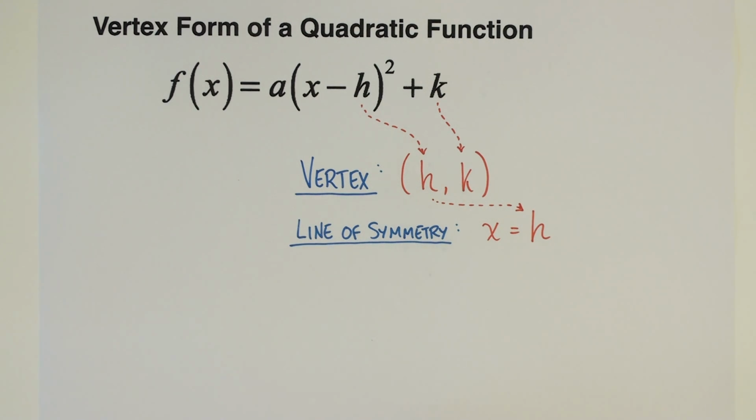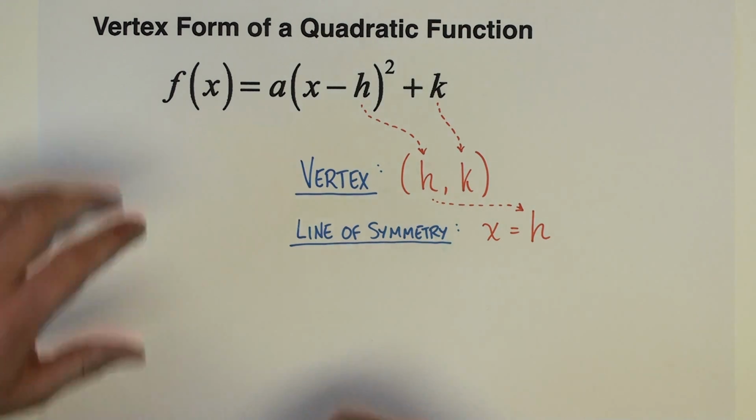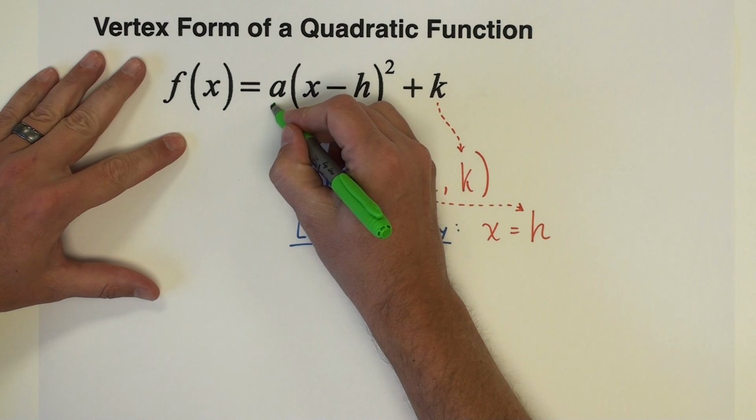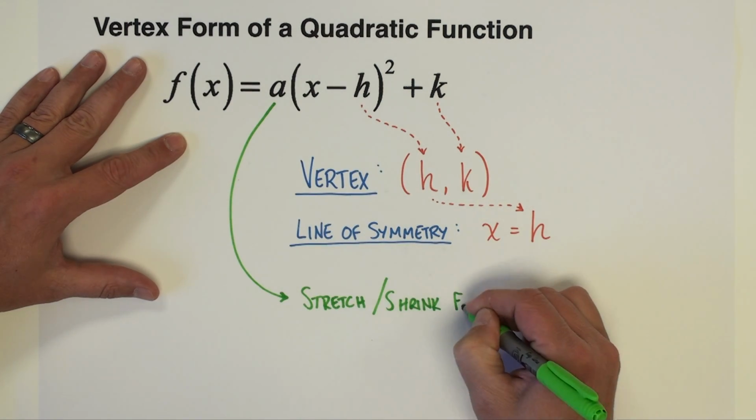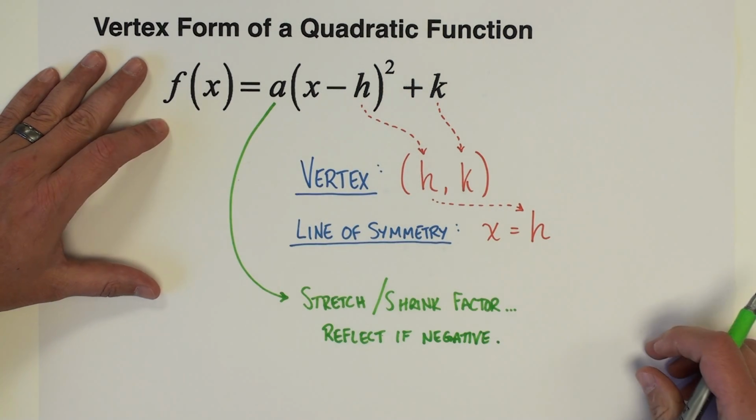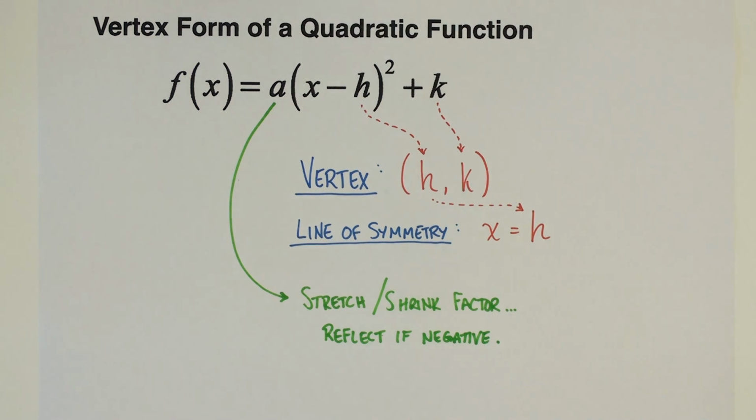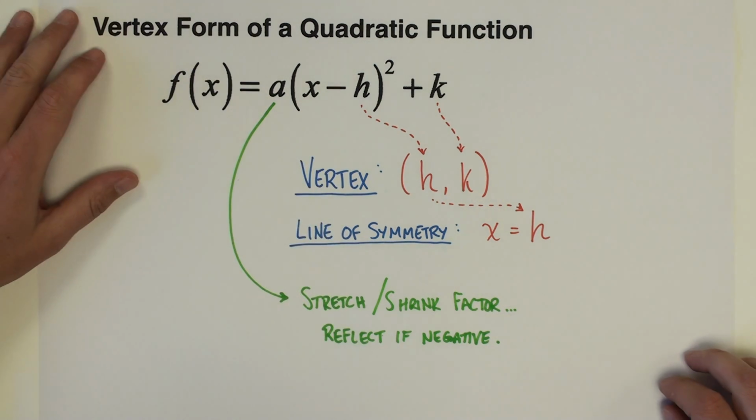Last number to talk about is this value that's out in front of the x squared, and that's the a. And this number is your stretch or shrink factor. And if that number is negative, we're also going to reflect the graph over the x-axis. We're going to flip it upside down.